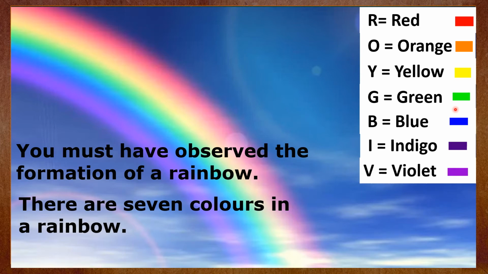Spectrum means group of wavelength. Each color has a different wavelength. I will tell you what are waves, what is wavelength, isn't it? So each color has a different wavelength, and group of wavelengths is called spectrum. Group of wavelengths is called spectrum, and it is a continuous spectrum.